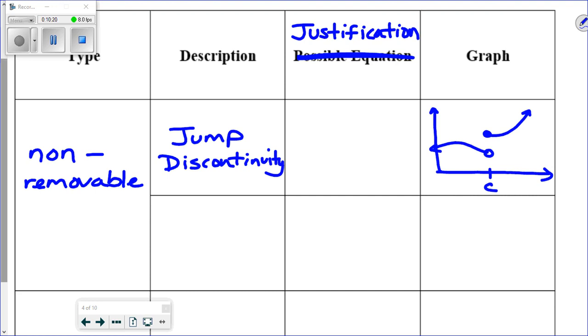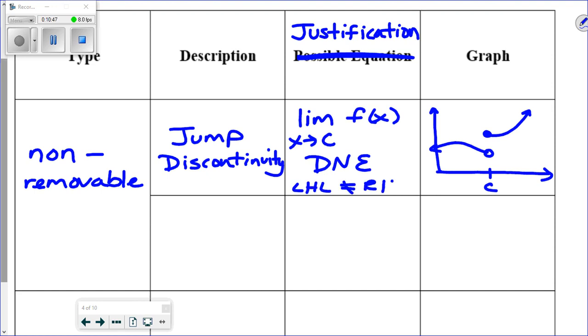So as you're going through your 3 tests for continuity, if you have a jump discontinuity at x equals c, then you'll be able to find f of c, because that would just be the closed circle. But what's going to happen when you go through the 3 tests is that the limit as x approaches c of that function does not exist. And why does it not exist? Because your left-hand limit does not equal your right-hand limit. So in that case, if you were going through your 3 tests of continuity, once you evaluated your one-sided limits, you would get 2 different values.